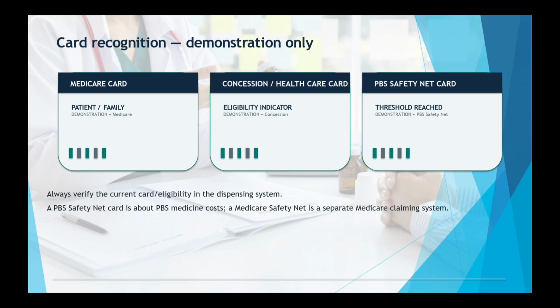And with the concessional card, there is the eligibility indicator, like not all people will get the concession card. It depends upon certain criteria. They need to fulfill that criteria to get a concessional card. Whereas the PBS safety net card is the card that is issued by the pharmacy once they reach the threshold.